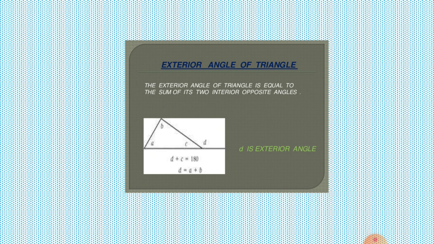Exterior angle of a triangle. The exterior angle of a triangle is equal to the sum of its two interior opposite angles. The exterior angle of a triangle is equal to the sum of its two interior opposite angles. D plus C is equal to 180 degrees. D is equal to A plus B.